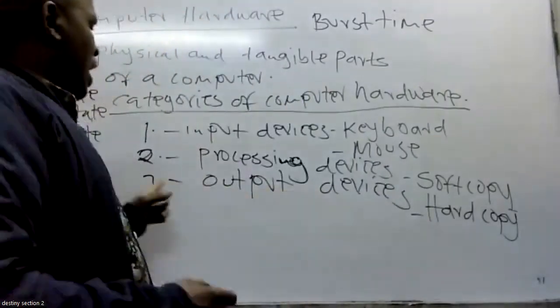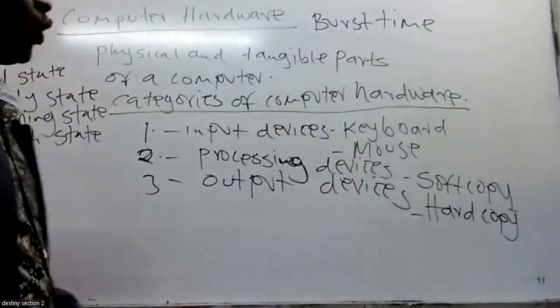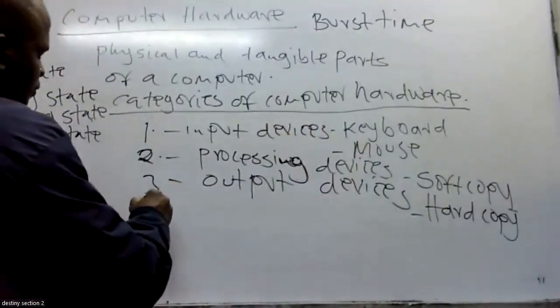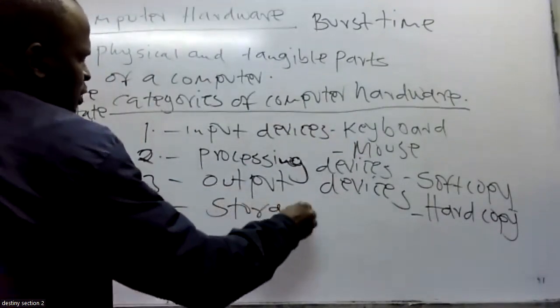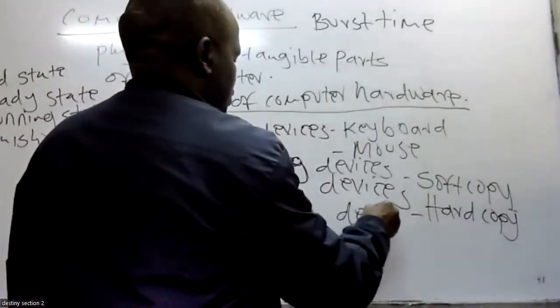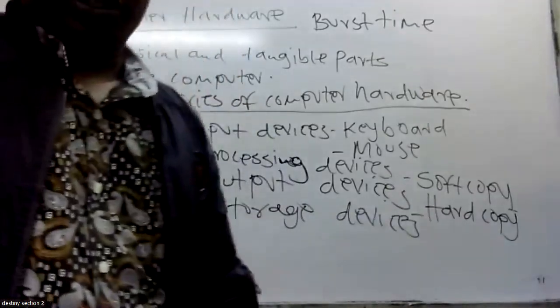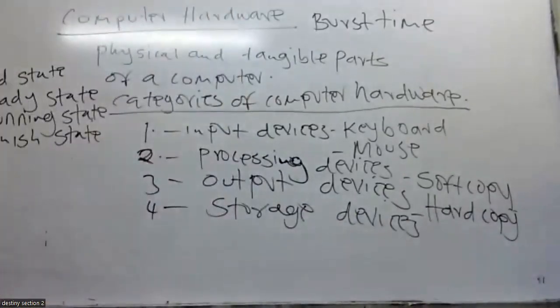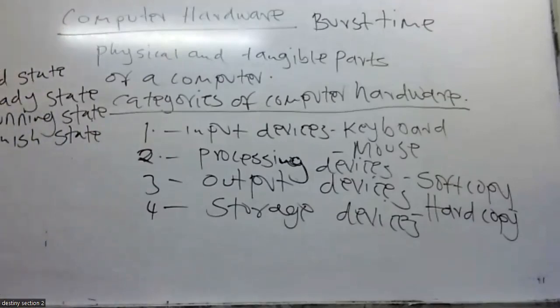So of the output devices, we have the soft copy and the hard copy. And then also, number 4, we have the storage devices. Those storage devices are also categories of computer hardware.